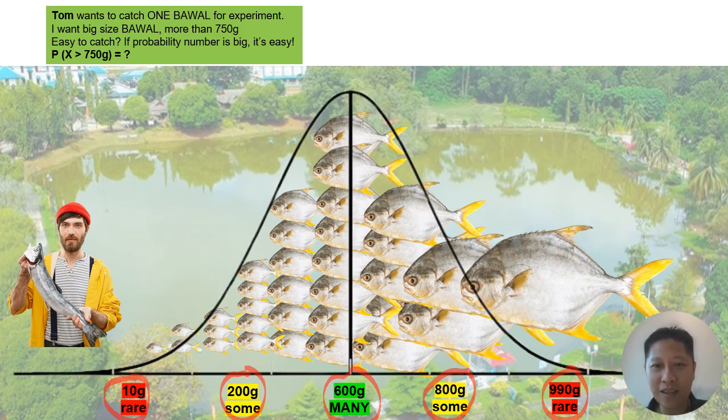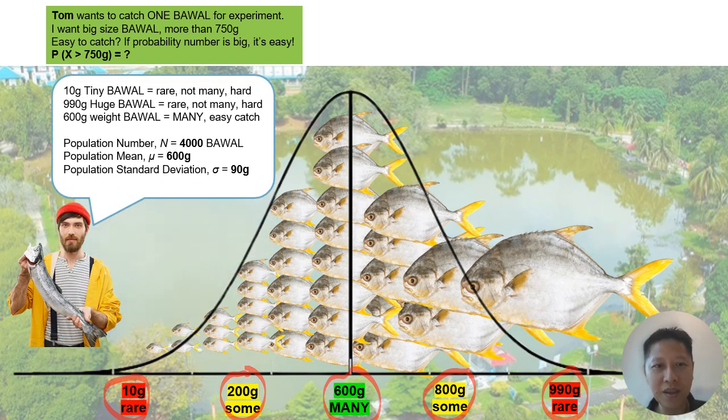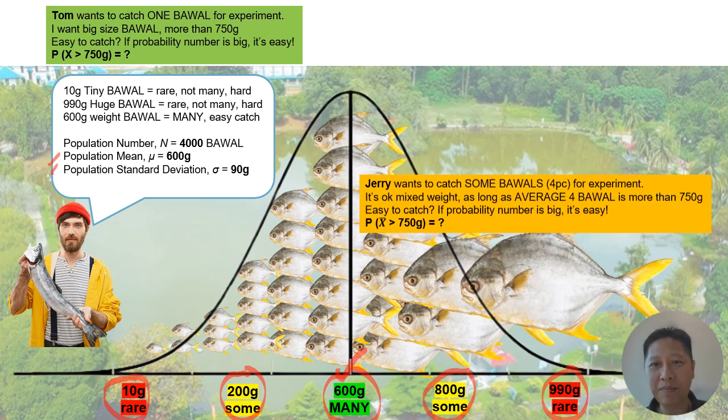We see that when we plot the bawa fish weight against the numbers of it, it can form one beautiful bell shape. So we can know that this is a normal distribution bawa fish lake. The lake owner gave us another piece of information. He says that the population mean is 600 gram, and then the population standard deviation is 90 gram.